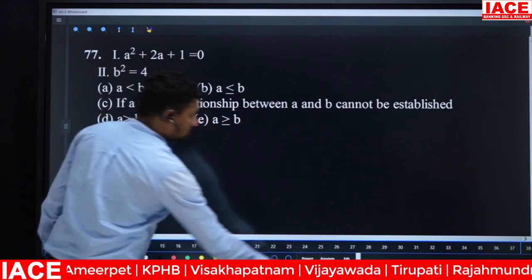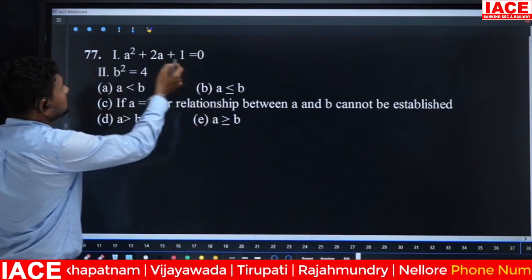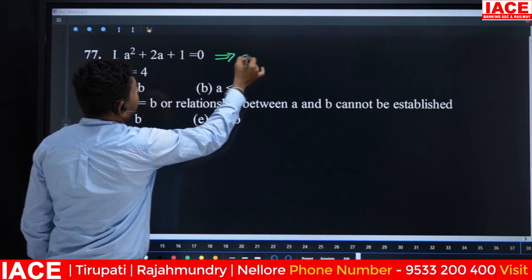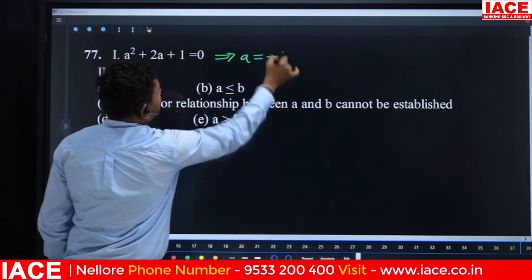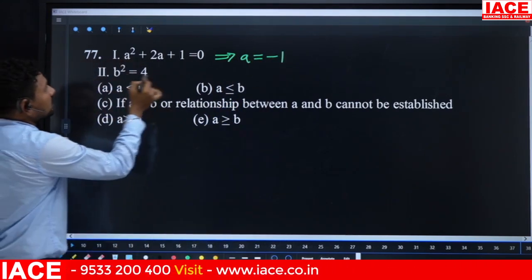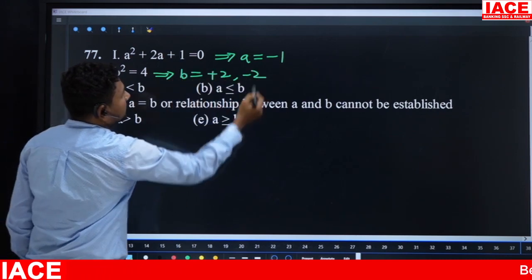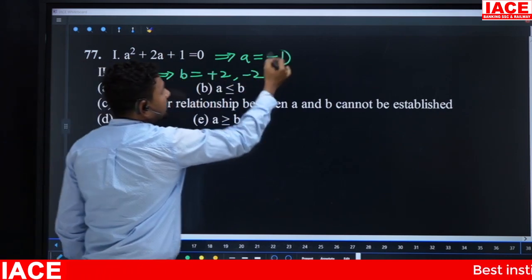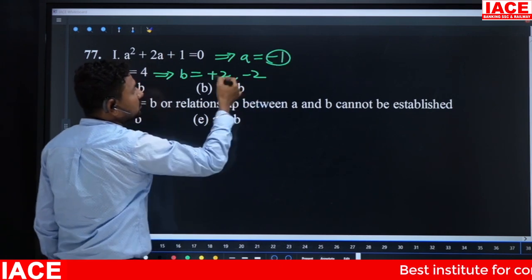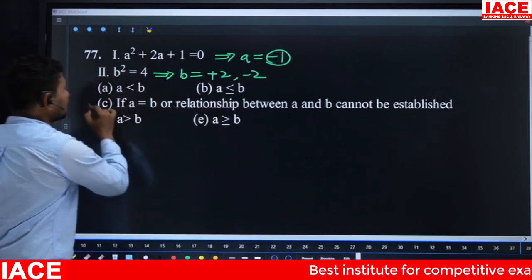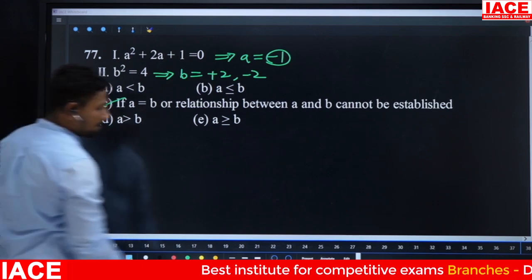And next one, a square plus 2a plus 1 is equal to 0. This gives a is equal to minus 1, and b square is equal to 4, then b will be plus 2 and minus 2. Compared to minus 2, minus 1 is bigger, and minus 1 compared to plus 2 is smaller. So one less than and one greater than means our relation cannot be determined.